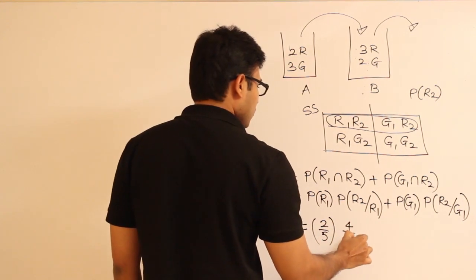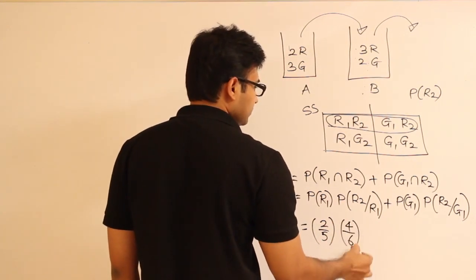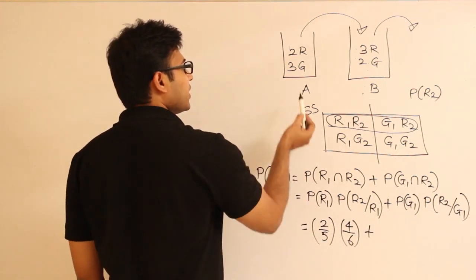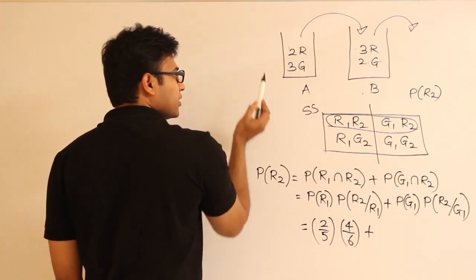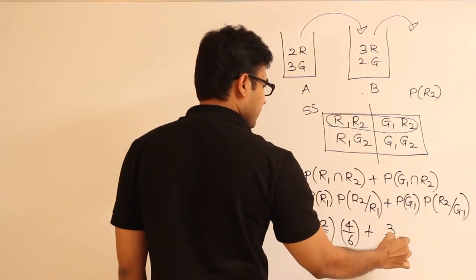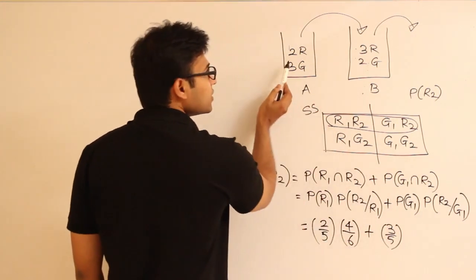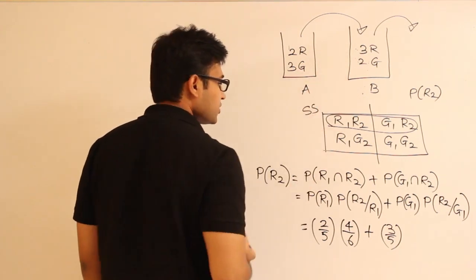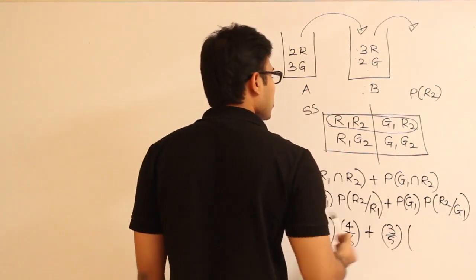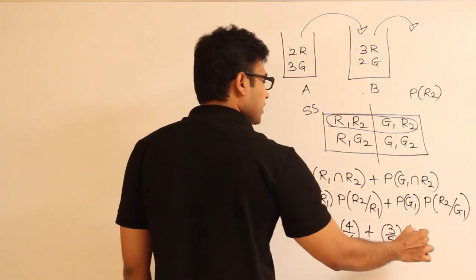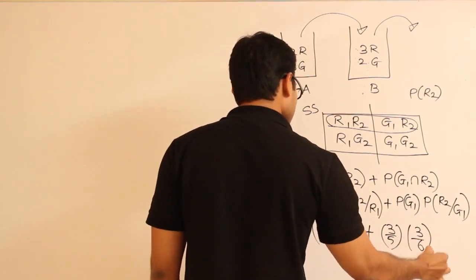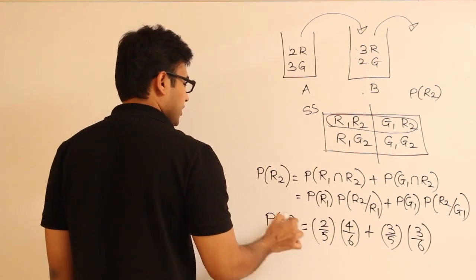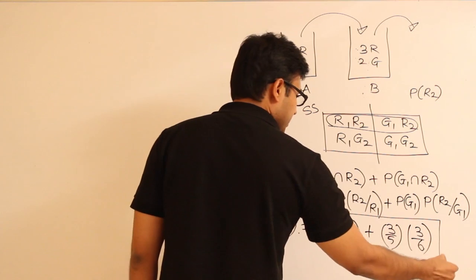Therefore, it is going to be 4 by 6 plus the probability of getting a green ball. So what is the probability of getting a green ball from the first bag? 3 green balls are there, which means 3 by 5, and we are going to take this green ball and add it there, which makes 3 red balls and 3 green balls in the second bag. And so what is the probability of getting the red ball from that? It is going to be 3 by 6. So this is the total probability of getting the red ball from the second bag, isn't it?